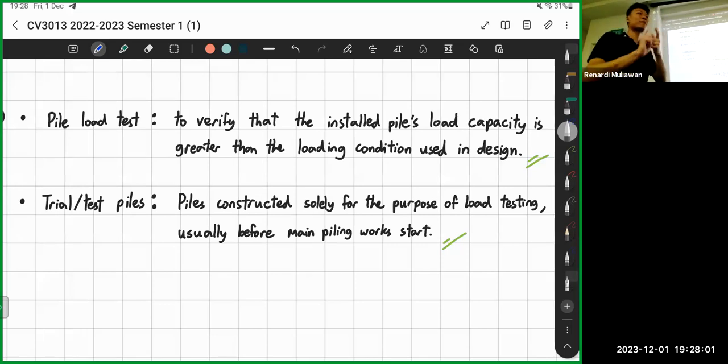So working pile is actually the pile that you will use in the final building. So you don't want to load it too much, at 150%, correct. Well, this one you load it for 200, I think 200%, because it's meant to break. Yeah, basically.